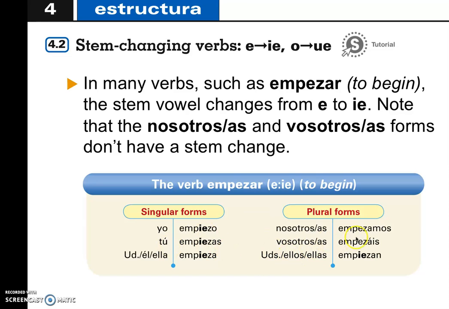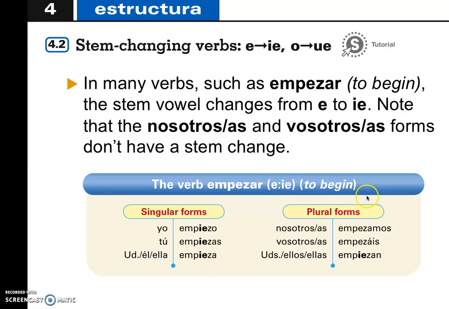Now the stem change doesn't happen in the nosotros form. It also doesn't happen in the vosotros form, but we don't use that form, so we really only need to know this one. So for instance, for empezar you say empiezo, empiezas, empieza. The stem change goes away here, empezamos, and then comes back here, empiezan. But you notice that the endings are the same. You're conjugating the endings just like regular AR verbs, right? So o, as, a, amos, an. That part stays the same. This is just an additional step where we have to change the stem in these particular types of verbs.